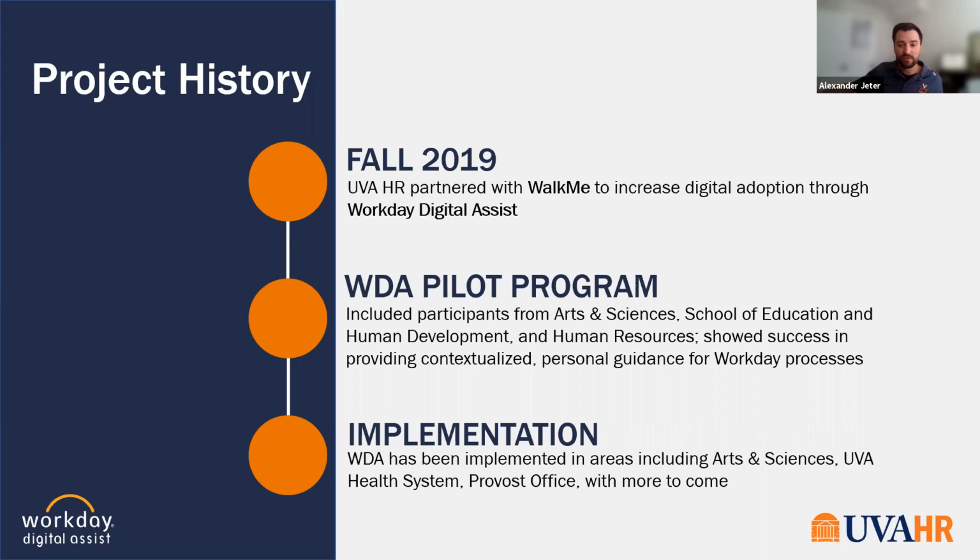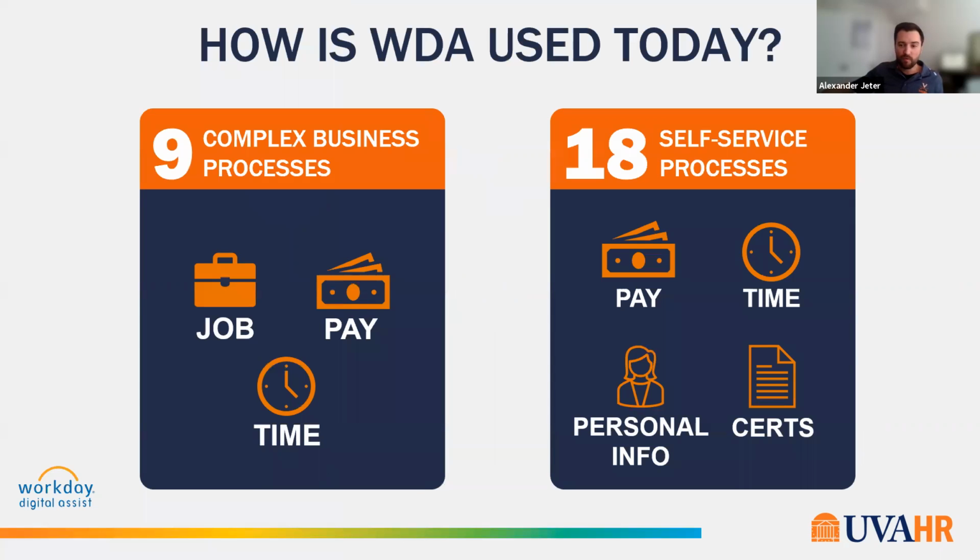And to date, we have actually rolled out and implemented WDA in 15 areas. I'm not going to name them all, but things like arts and sciences, UVA health system, and the provost office, with, of course, more to come. And so what are we using it for? We started out with 9 complex business processes. If you're familiar with Workday, none of those are going to be a surprise. Things like creating job requisitions, change job, of course, compensation changes, period activity pay, all those things that are sort of pain points for our partners.